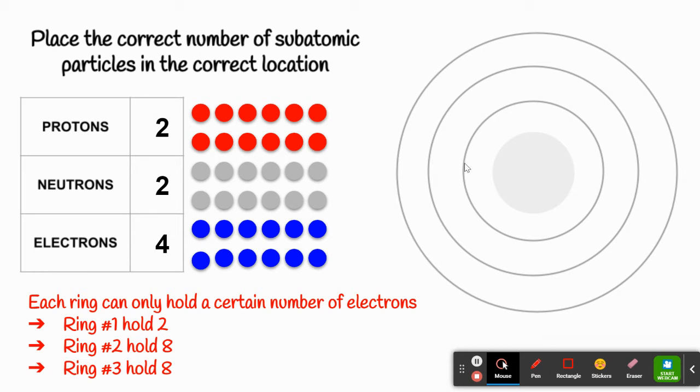So the first ring here can only hold 2 electrons. So you start with the center and you work your way out. So 2 can fit there, and then if you still have more electrons, 8 can fit here, and then again if you have still more electrons, then 8 fits on this third ring.